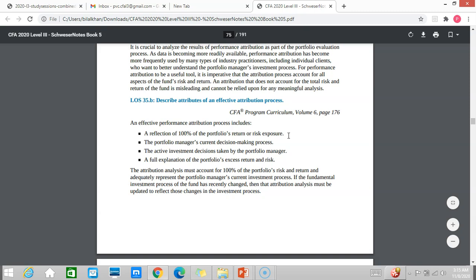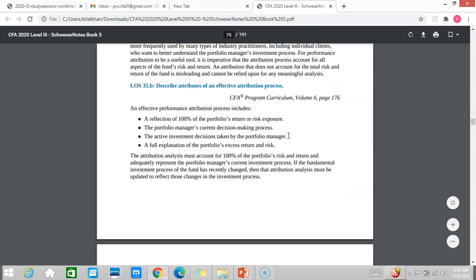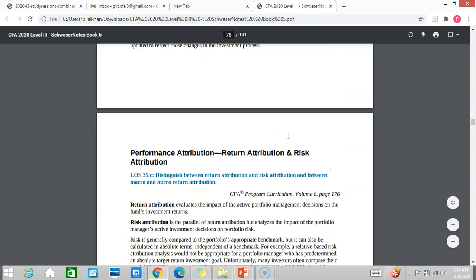Until and unless you know where return and risk are coming from and what led to excess return and risk, you will not be able to evaluate the performance of the portfolio. So only knowing the performance is not enough, only knowing the return and risk is not enough. You need to know where that return and risk are coming from and what has led to that return and risk.